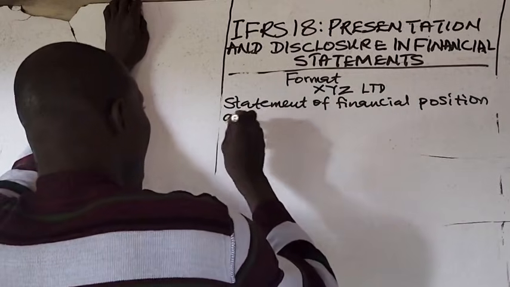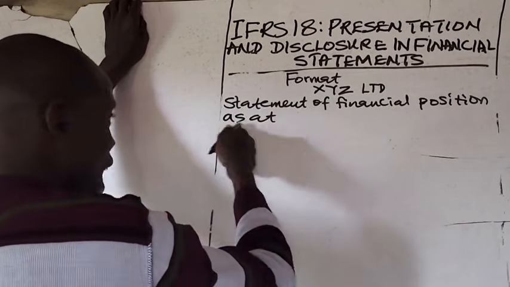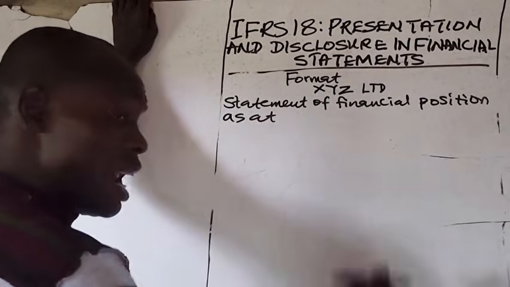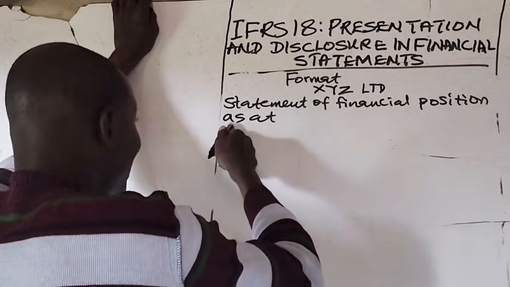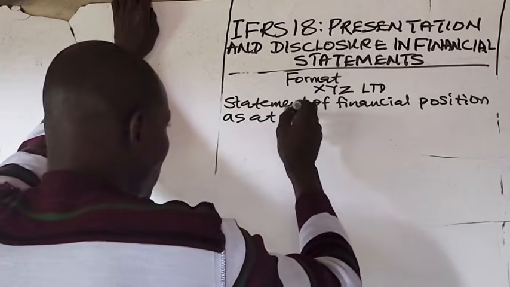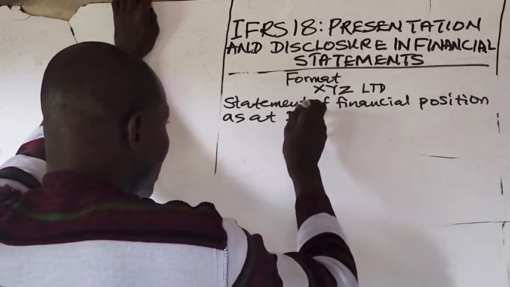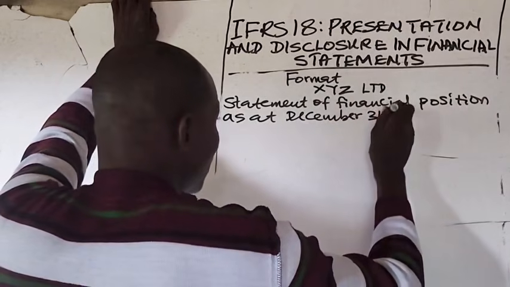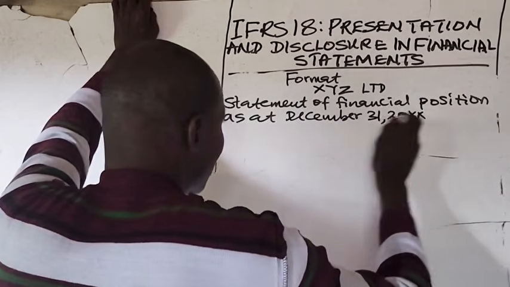as at. Note, it is as at, not for the year ended. If you put for the year ended, you'll be penalized. It is written as at, you put the year end. Suppose the year end is December 31st, 20XX.